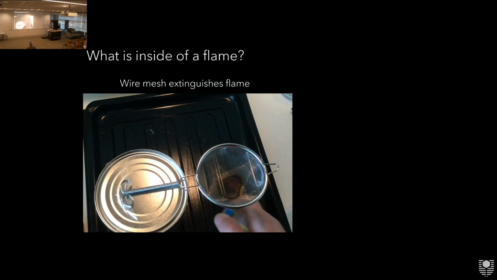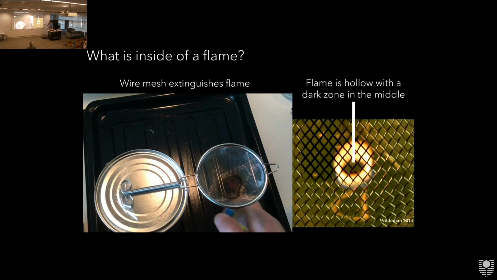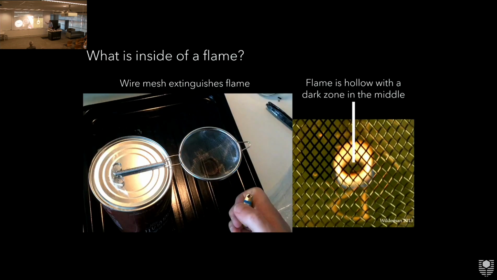All right, so what are we seeing there? We're seeing that where the flame touches the mesh, it goes out, and that's because the heat gets sucked out of the flame. And that means that we can look inside of the candle, and we can see that the candle is actually hollow. So the fuel is in the center, and then it diffuses out, and then the oxygen that's coming from the outside reacts with it. And so the flame is in fact hollow.